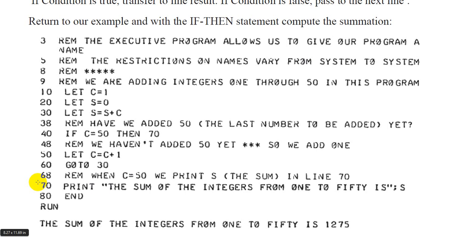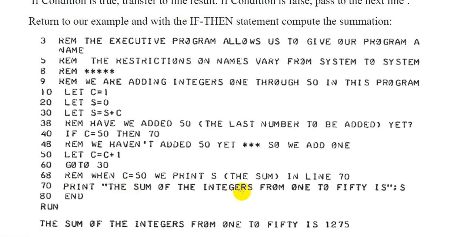Otherwise, we go to 30 all over again and repeat the tasks. 68 REM, when C equals 50, we print S, the summation, at line 70. So 70 stipulates the statement for printing the entire output summation after the required computation of the numbers from 1 to 50, as you can see here.